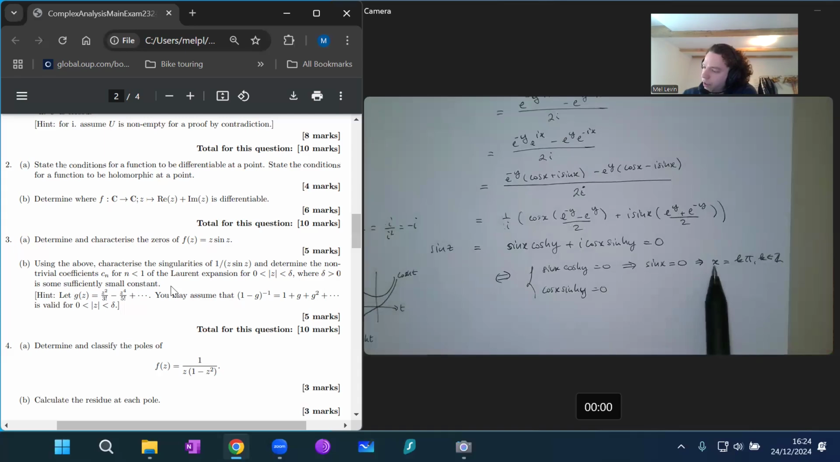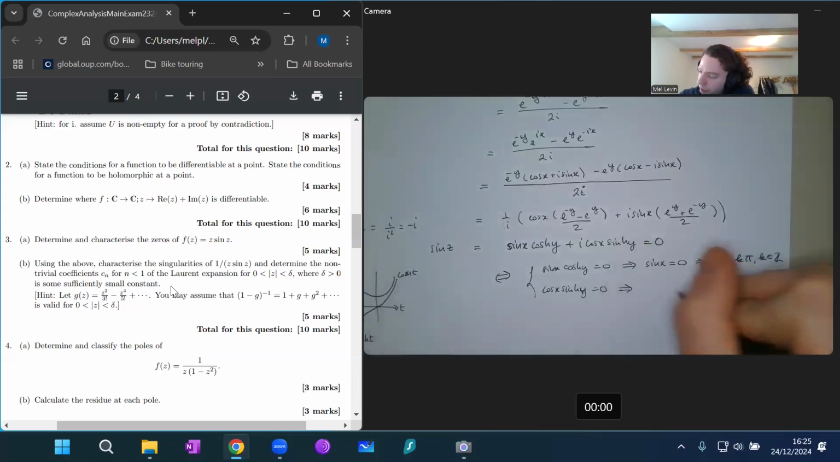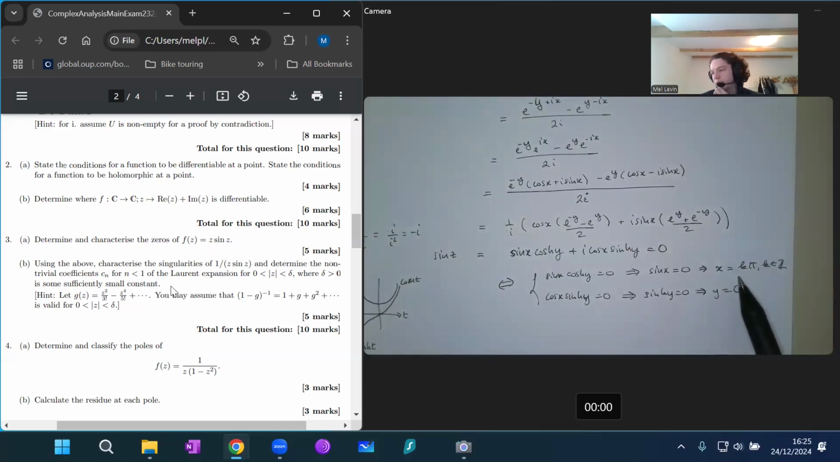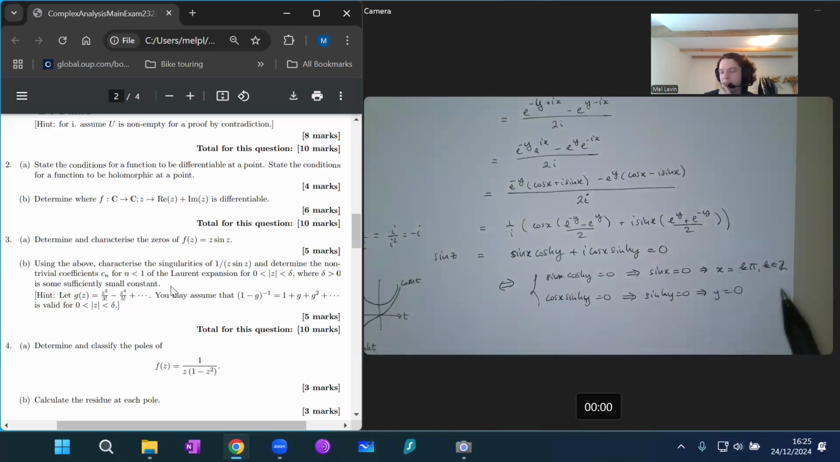And then if x is a multiple of pi, well then now cos x is not 0, right? It's 1 or minus 1. And so if we want this to be 0, then we need sine y to be equal to 0, and that must mean that y is equal to 0, right? And so voila, essentially I've proved what I said, which is that sine z is 0 if and only if x is a multiple of pi and y is 0, meaning that z is real, and it's a multiple of pi.